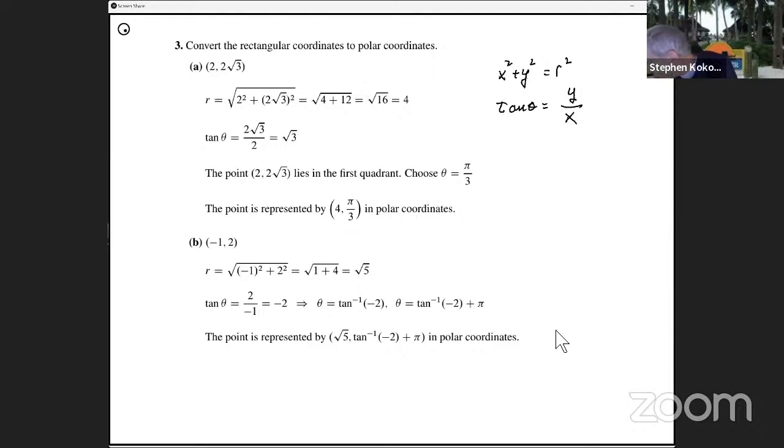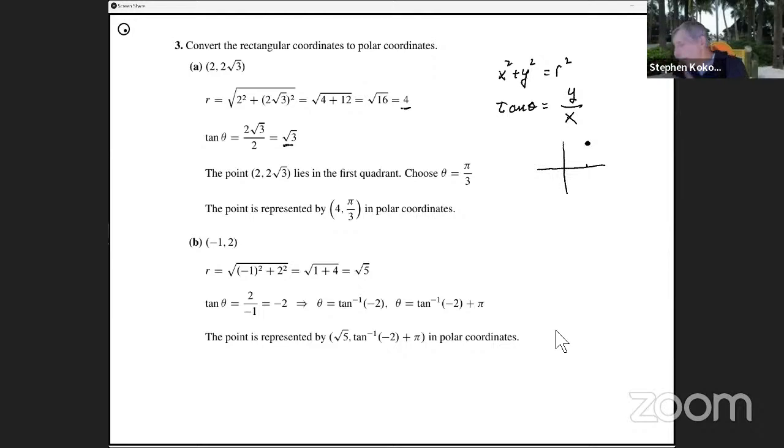I'm just going to sneak off to the side and do a little bit of scribbling here. Here's an xy axis, 2 square roots of 3. Well, that's about here. I'm in the first quadrant, so I'm going to keep that in mind as I find r and as I find theta. So r has got to be the square root of x squared plus y squared. That's 4 times 3, 12, square root of 16, so that's 4.